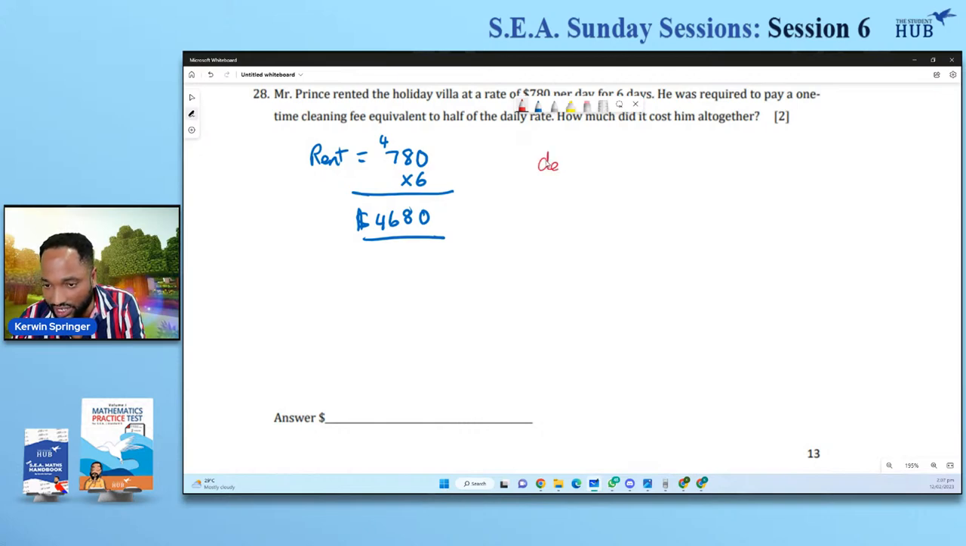Y'all, the cleaning will be 780. Everybody pay attention. 780 divided by 2. So 2 can go into 7, 3 times, we need 1,390. So this is how much they pay to clean the place. Well, not they, Mr. Prince.